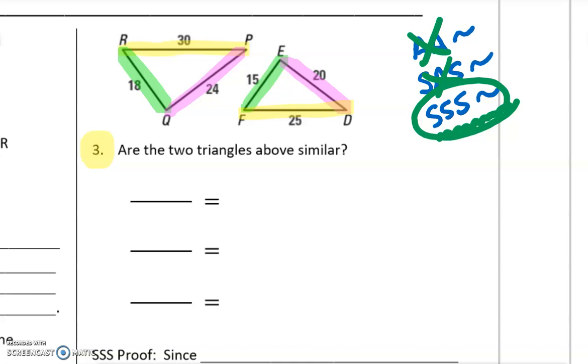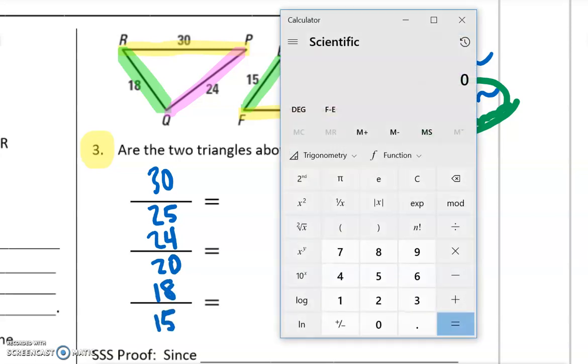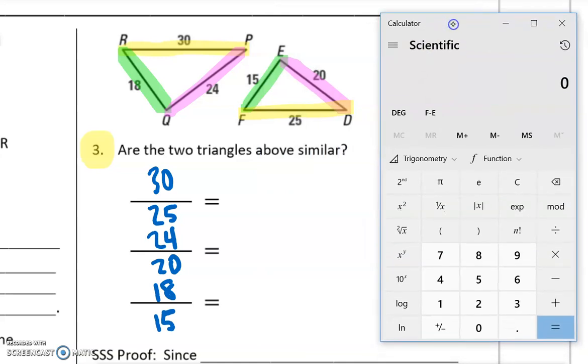Let's write all those sides as ratios. So let's start with the longest side. I'm going to say 30 over 25. Let's start with the second longest side. So I'm going to say 24 over 20. And the third longest side, or the shortest side, 18 over 15. And we are simply going to check to see if these ratios are all equal to each other.